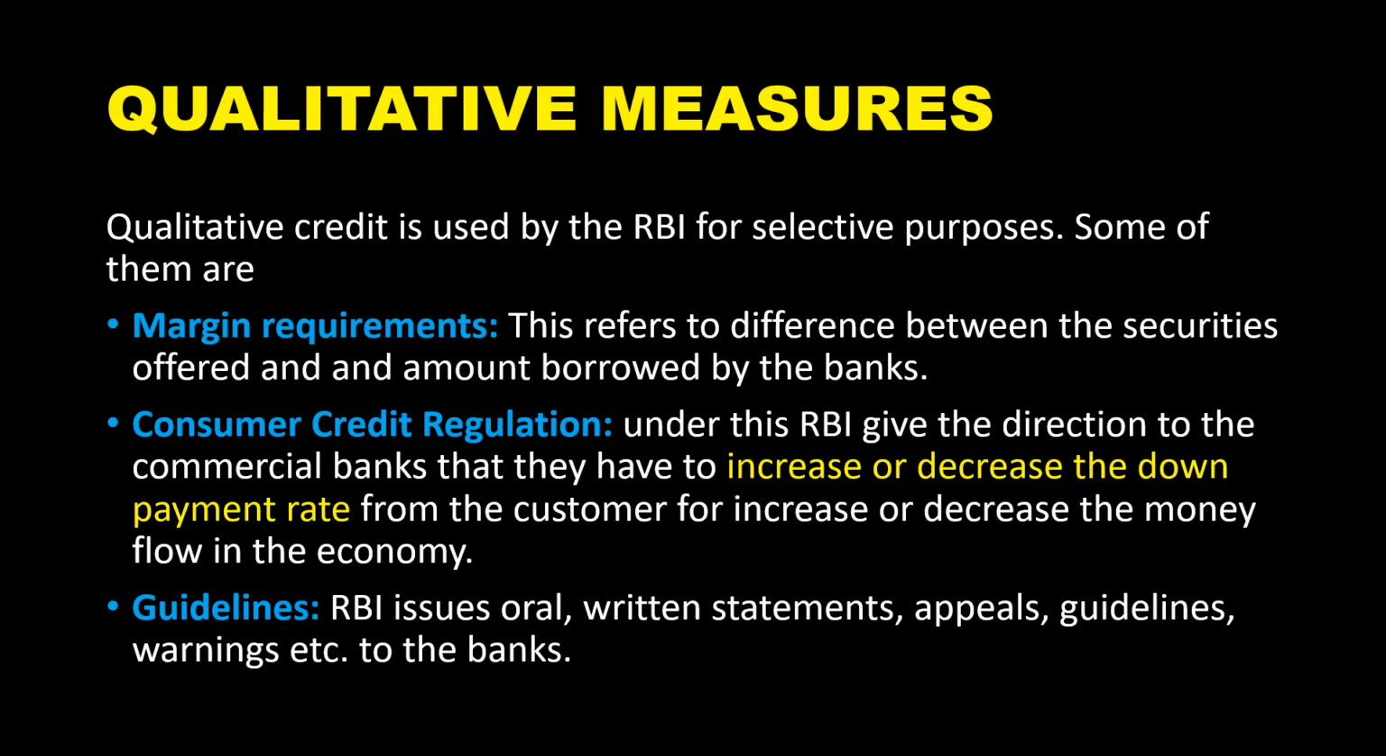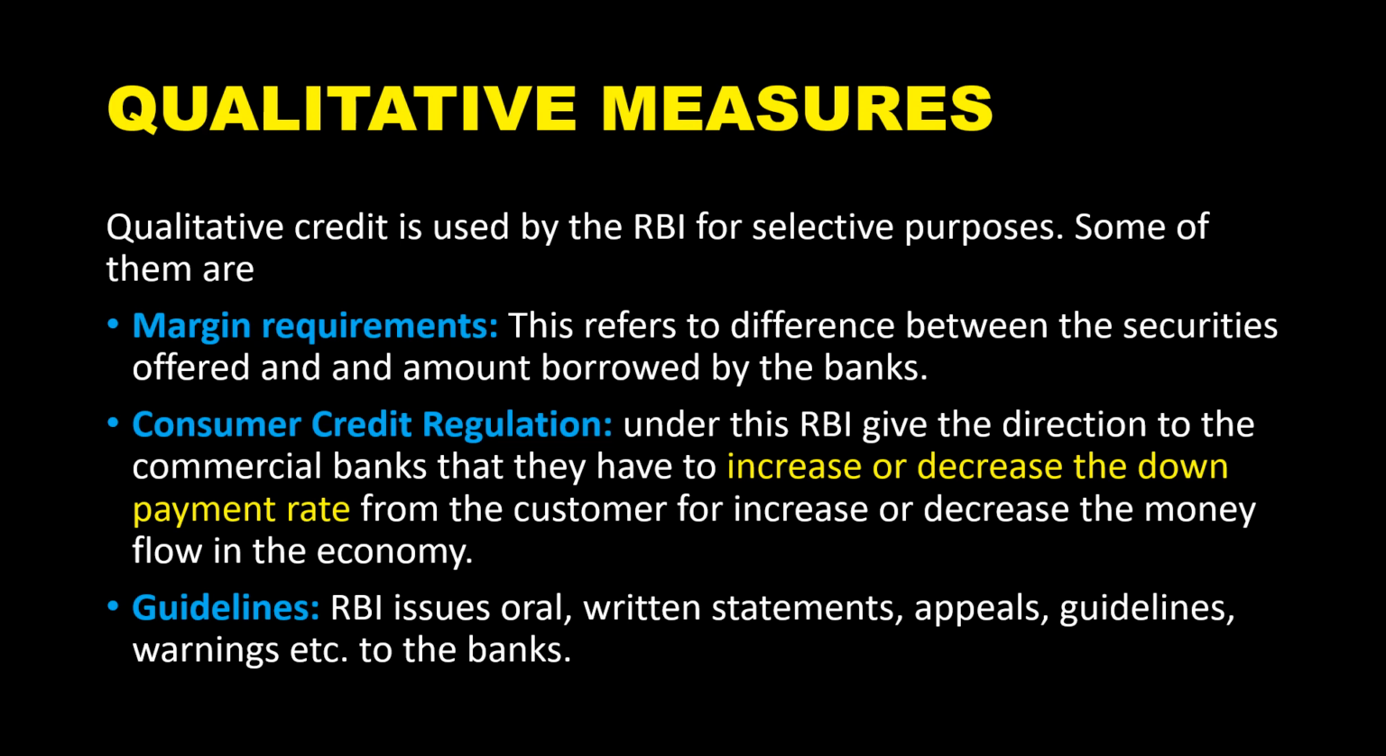So now, qualitative measures. What are the qualitative measures? Quantitative measures we use to control the overall volume of money in the overall economy. But qualitative measures are techniques we use to control the money supply in a particular area. So qualitative credit control is used by the RBI for a selective purpose. That's why I told you, on a particular area. So the first one is margin requirements.